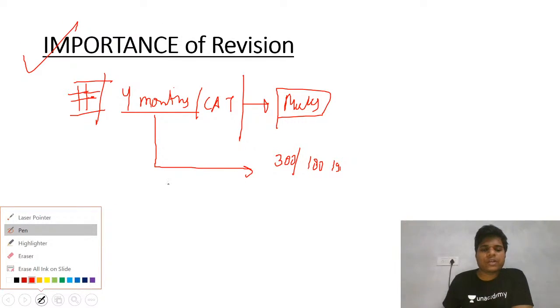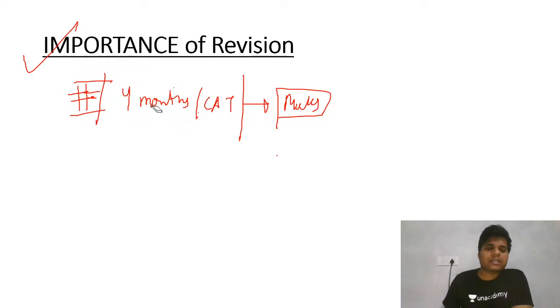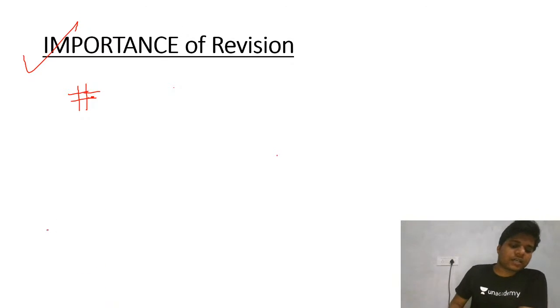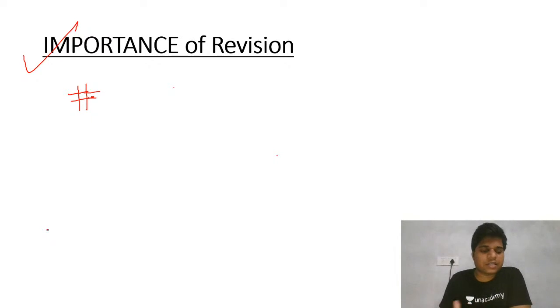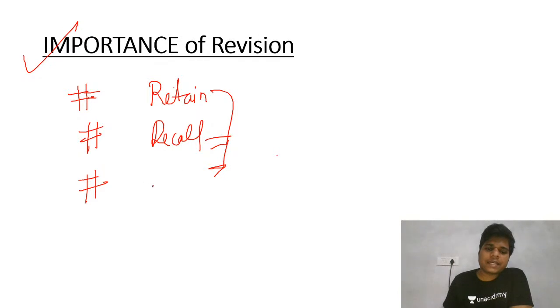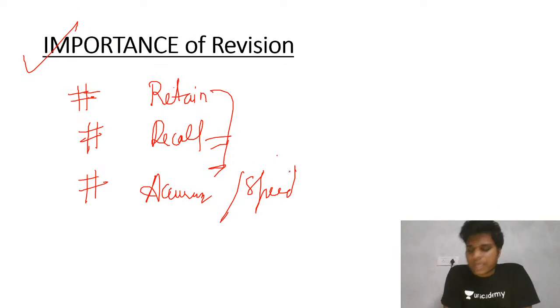The difference between you and those topper students is that they were doing their revision regularly. This is the difference between you and toppers, or if you are a topper, this is what differentiates you from the others. Revision helps us retain things, keeps them in our memory, and helps in recalling them. By this, they increase our accuracy as well as speed in the exam. If you do proper revisions, you will be able to recall the questions, concepts, and formulas very fast, and that will increase your accuracy as well as speed.